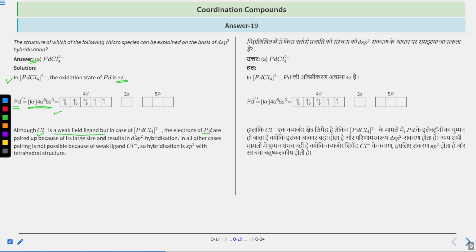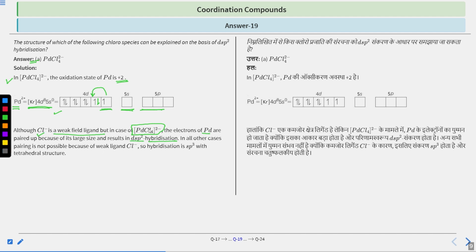But in the case of [PdCl4]2-, it is an exception. The electrons of palladium pair up. So this unpaired electron will go here and pair up like this, and this orbital will become empty. The electrons pair up because of the large size of palladium, and it results in dsp2 hybridization. You can see one orbital each of d and s, and two of p. So dsp2 hybridization.